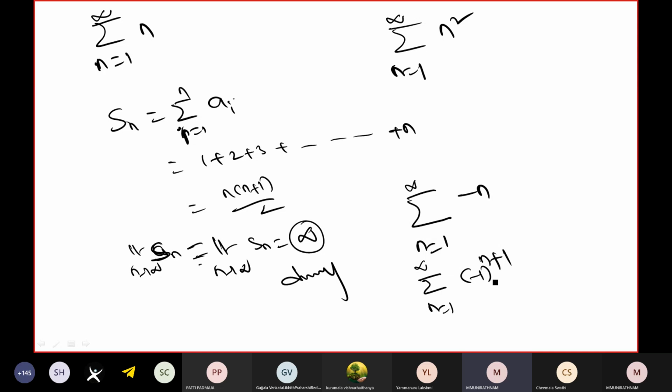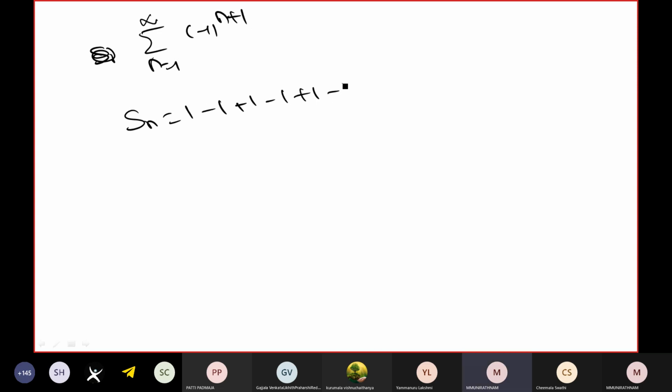So my Sn, ఇక్కడ దీనికి Sn కనుక్కున్నాను అనుకో, n plus 1 కదా, 1 minus 1, 1 minus 1, 1 minus 1. ఇదేమవుతుంది? 1 if n is odd కదా. Odd terms ఉంది అనుకో, 1 term, 3 terms, 5 terms. 1 term ఉంటే 1, 3 terms ఉంటే ఇది క్యాన్సిల్ పోతే 1, 5 terms ఉంటే 1 వస్తుంది.